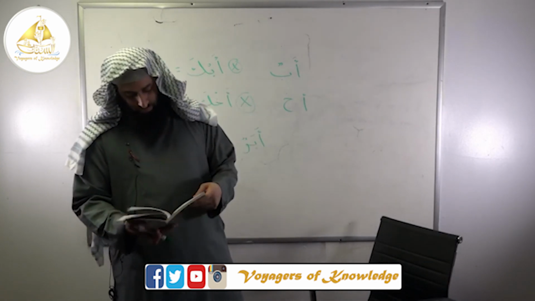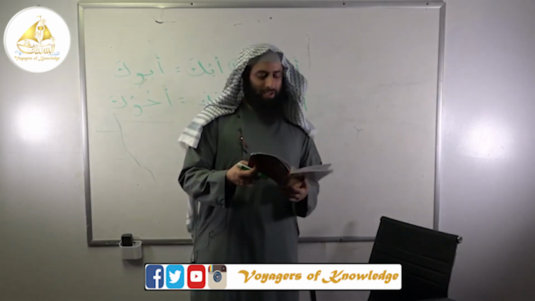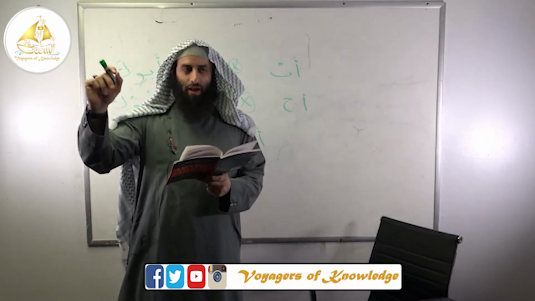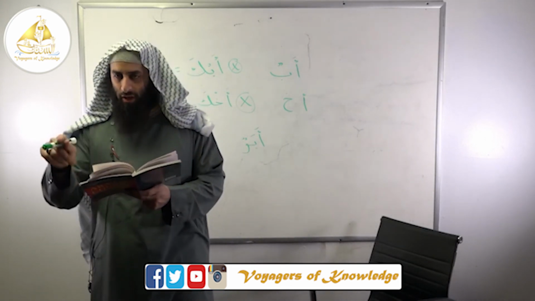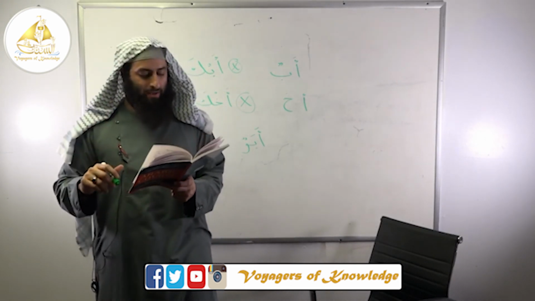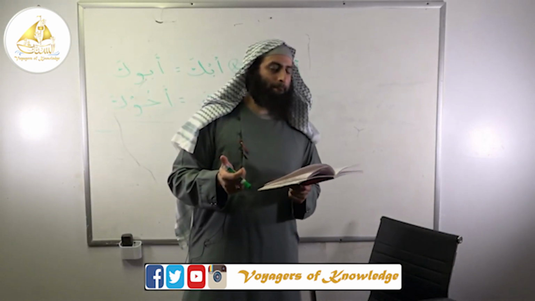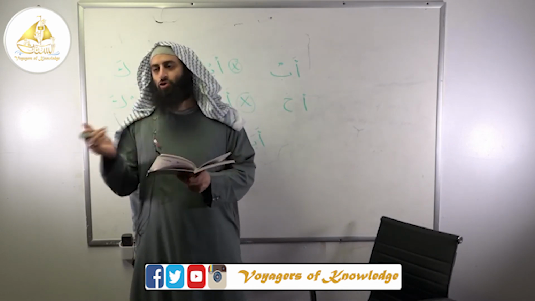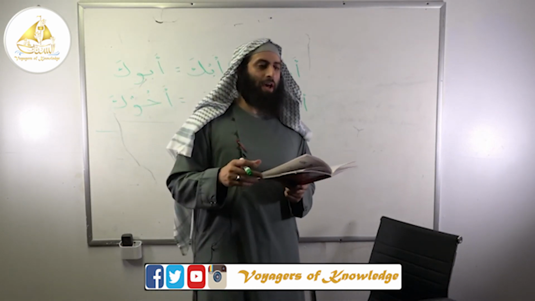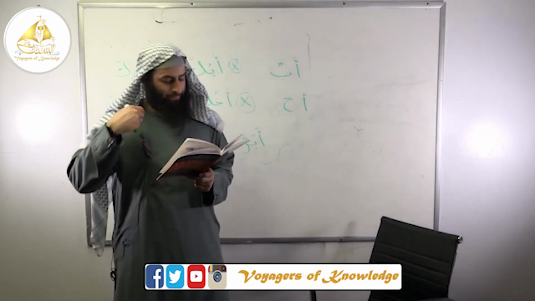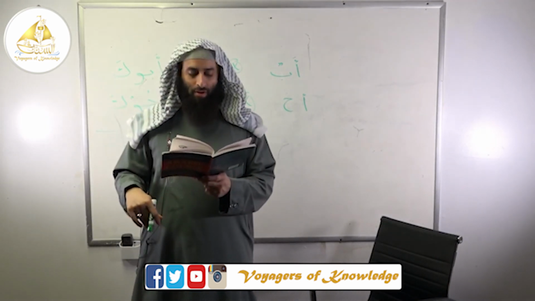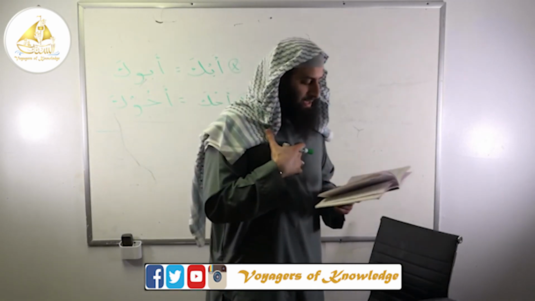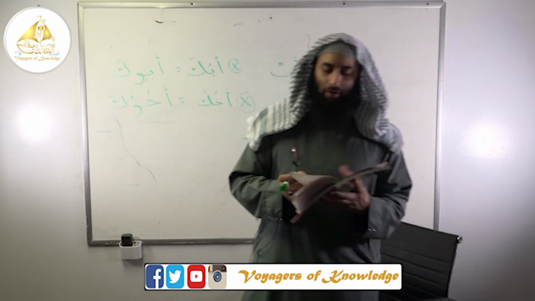This is your dad. All right. Let's look at it. Look at abun, everybody. Abuka and abuhu. You see that wow comes back also, for his dad. Abuha, her dad. And look what happens when it's my dad. That wow doesn't show up. It can't overpower the ya. Abi, my dad. Akhun, akhuka, akhuhu, akhuha, and akhi. Very good.